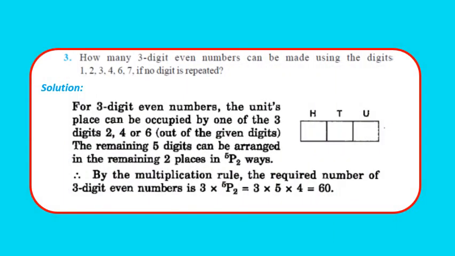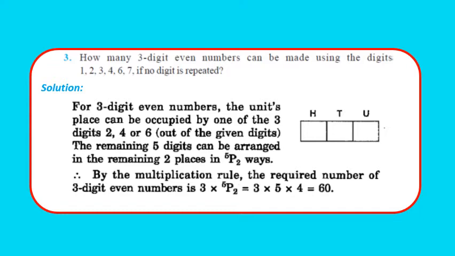Next we have question number 3. How many 3-digit even numbers can be made using the digits 1, 2, 3, 4, 6 and 7 if no digit is repeated? As you can see in the box, we need only even numbers. So at the unit place we can have either 2 or 4 or 6. So there are 3 possibilities for the unit place. Now for the other 2 places, since digits are not repeated, out of these 6 we have used any one over the unit place. So the hundreds place will have 5 possibilities, and the tens will have 4 possibilities.